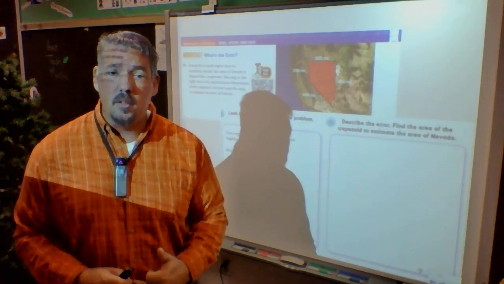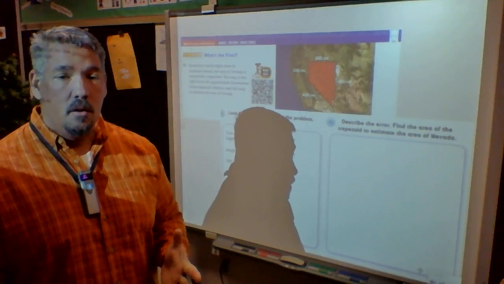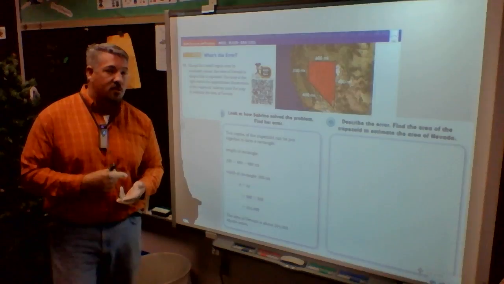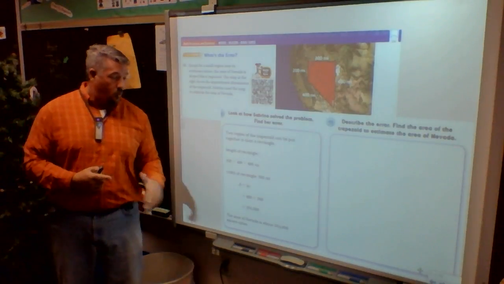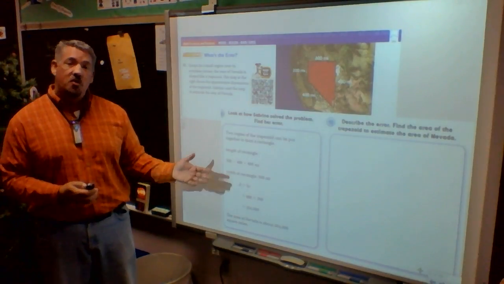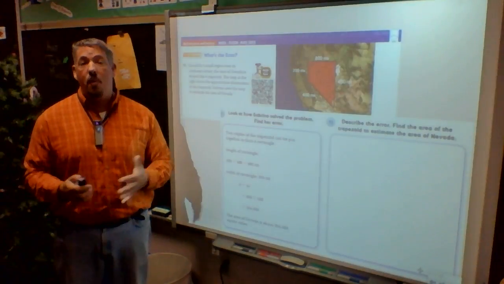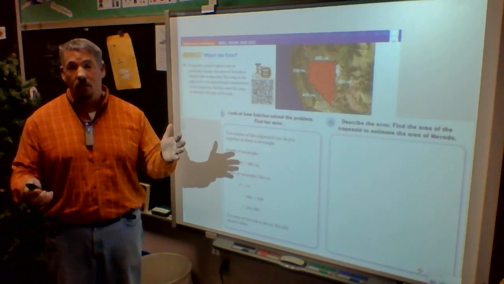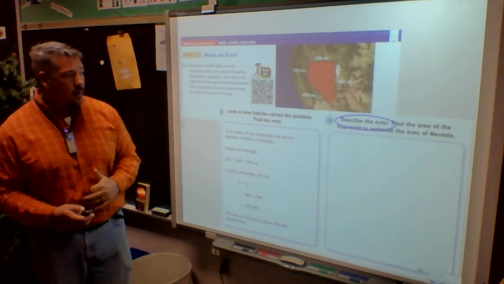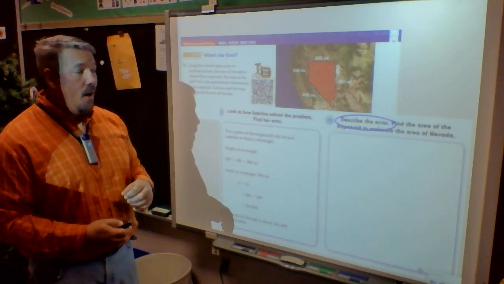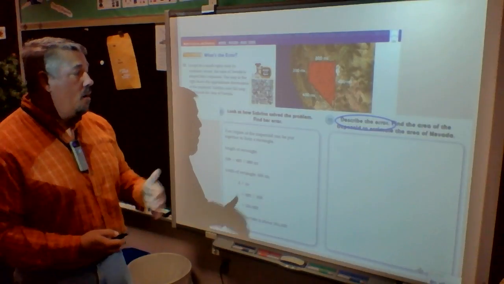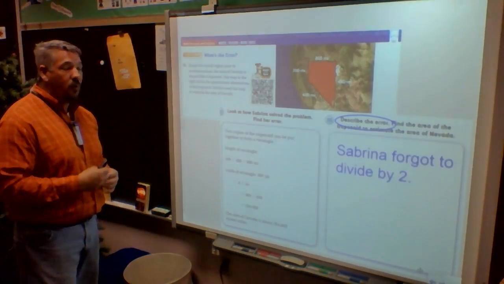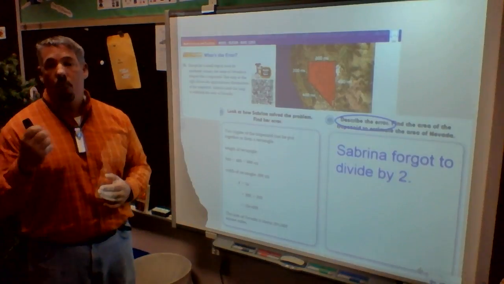Is she correct? She's not correct, is she? So what did she do wrong? Did she forget to do something, or is her math wrong? Well, her math is correct, but she found the area of a parallelogram, because this is a trapezoid. Nevada is indeed a trapezoid. So I have to remember what I'm doing, and then I have to use words to describe before I find the answer. So where Sabrina messed up is Sabrina forgot to divide by 2.